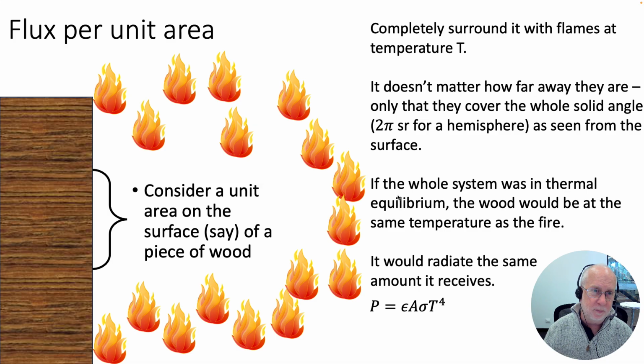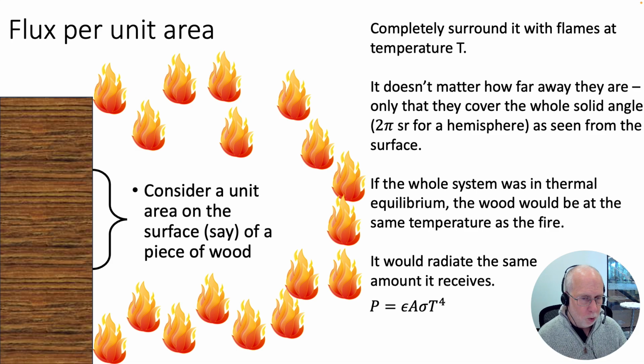Okay, so let's go back to bushfires. Let's imagine we've got a piece of wood over here and there's an area on the side, and we want to see how much heat that's going to receive. And let's completely surround it with flames at some temperature T. Now the flames don't all have to be at the same distance, some of them can be nearby, some can be far. All that matters is if you were sitting here, every direction you look out you will see some flame. So they cover the entire solid angle you can see from here, which is actually a hemisphere, half a sphere, so it's 2 pi steradians.